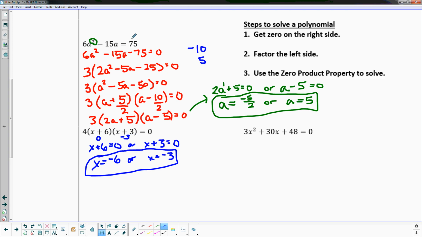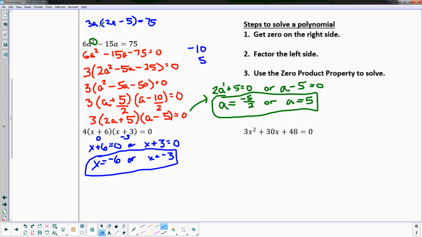And just know that it doesn't follow for anything else. Like, this one said 75 over here. There's no way to say that for 2 things that multiply to 75, either one of them is something or the other one is something. Some people would look at this and say, well, I can factor this into 3a times 2a minus 5 equals 75.